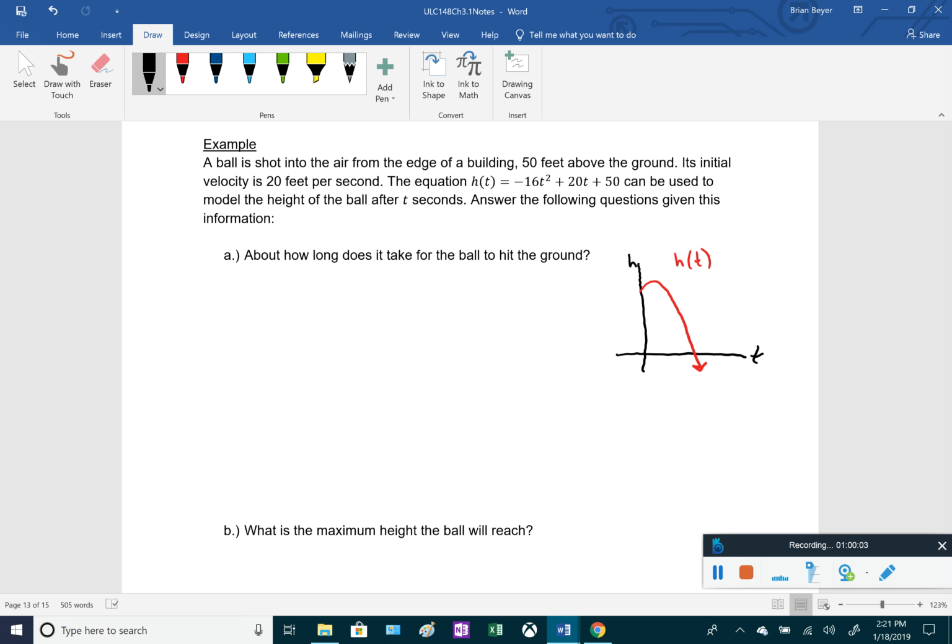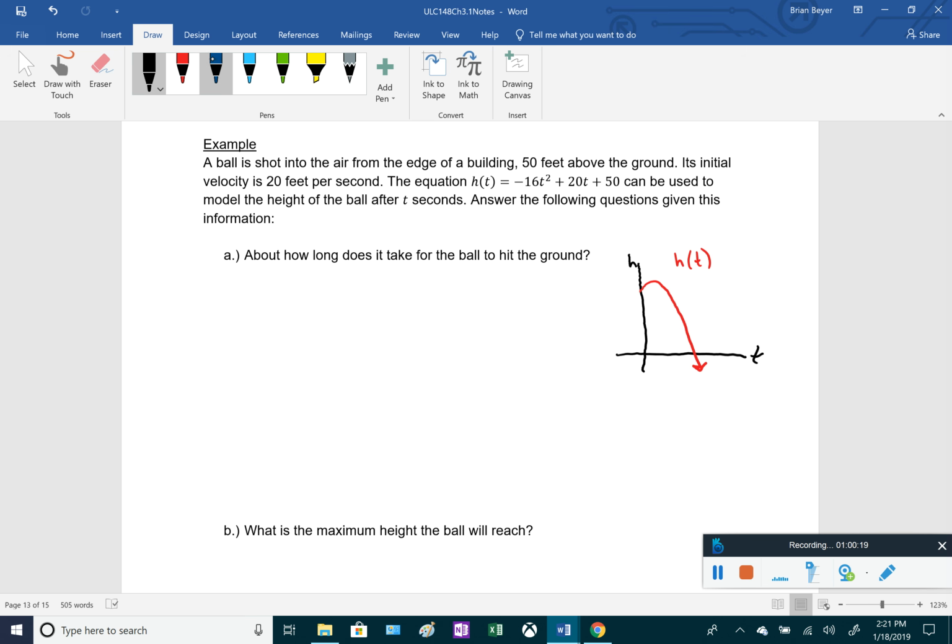So we have a ball, and you can actually kind of see how it looks. You throw the ball up, and then it comes back down thanks to gravity. So it's kind of like it's going through the ground over there when it's crossing the x-axis, so kind of ignore that. Okay, so hit the ground.